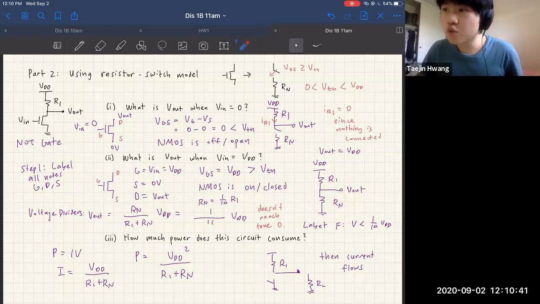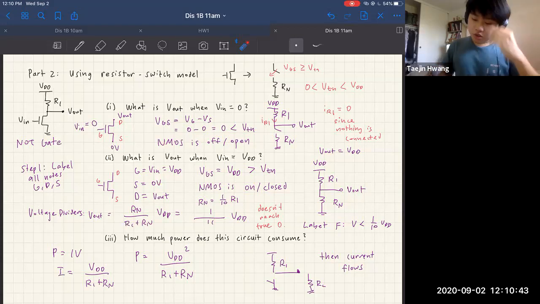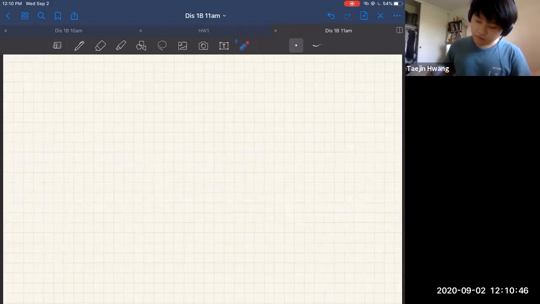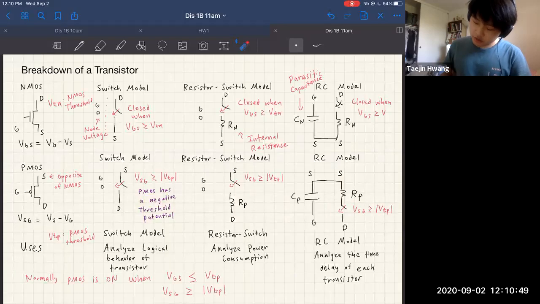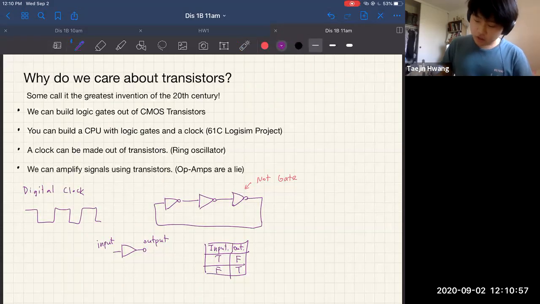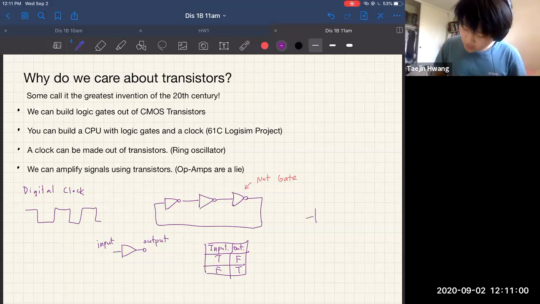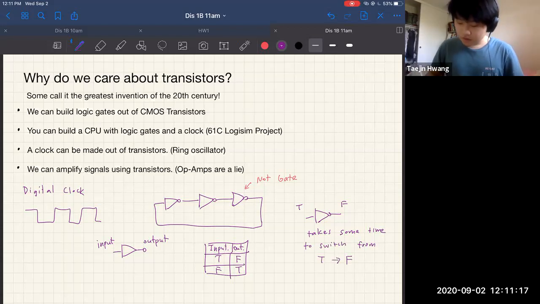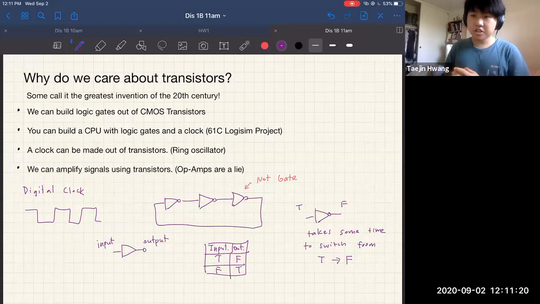And to answer Victor's question, when would we use the RC model? The RC model is really to understand the time delay of each transistor. So we'll see later in Tuesday's lecture that if we have this NOT gate, it takes some time to switch from true to false. And that's because this capacitor is slowing our circuit down.